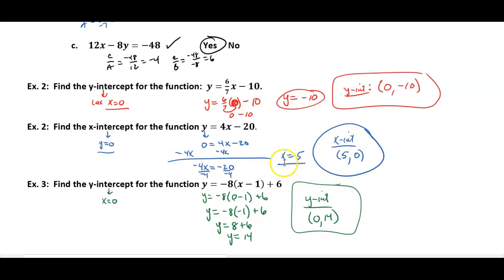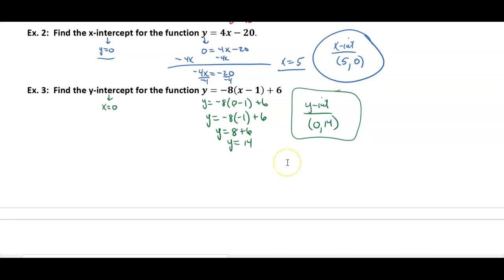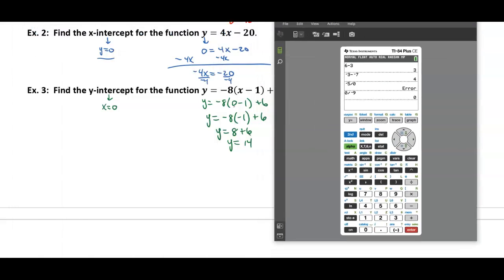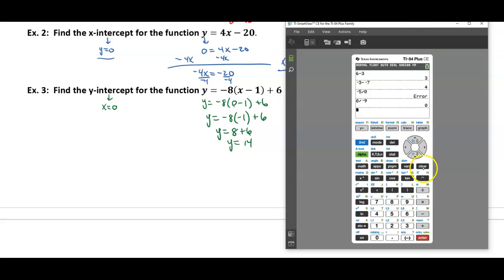All right. Now, if you are not good with evaluating those, guys, do yourself a favor. Pull out the calculator. If I had to evaluate this function here, all I'm going to do is negative 8, open parentheses, 0 minus 1, close parentheses, plus 6. What is y? 14. And I am done.